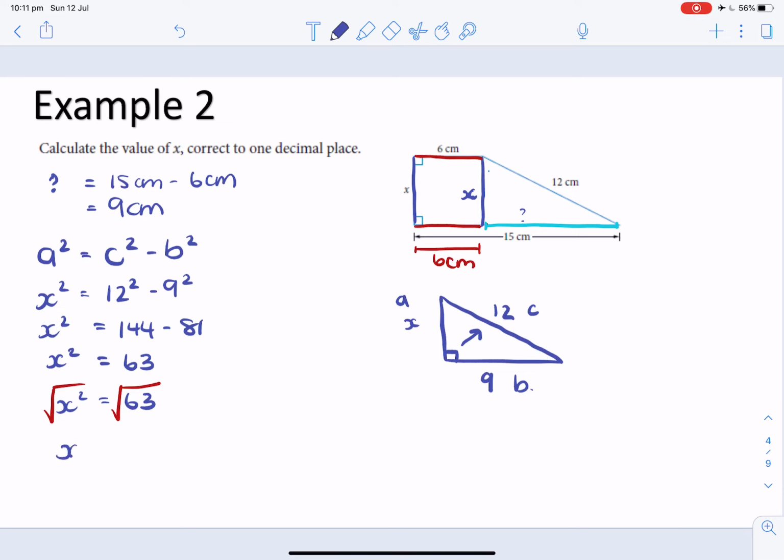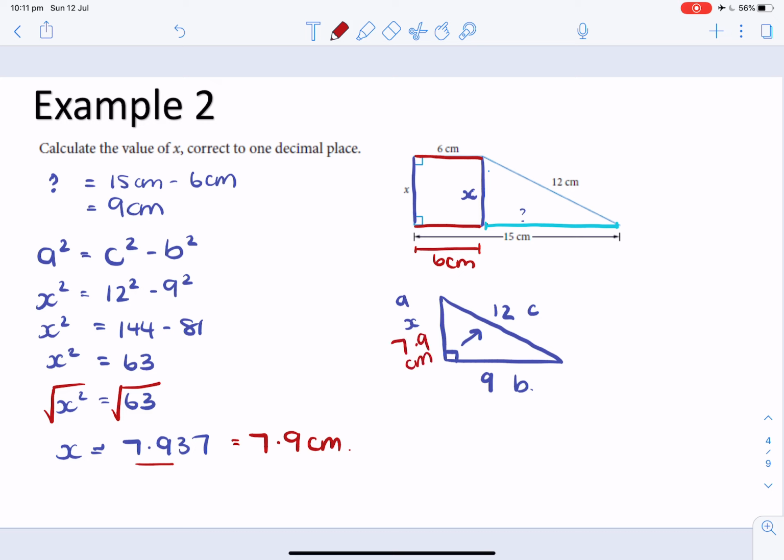So my x value is approximately, put my little squiggle there, it says 1 decimal place. So my answer would be 7.937, and because I'm rounding that to 1 decimal place, equals 7.9, and we're working in centimetres. So that means my x value over here is 7.9 centimetres.